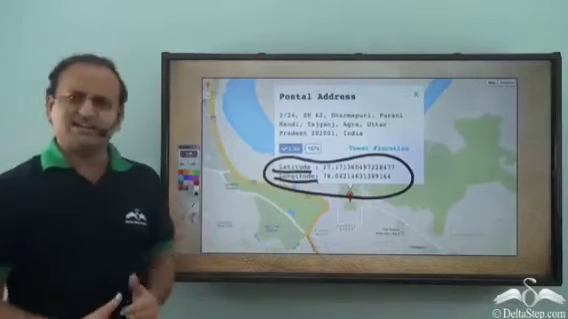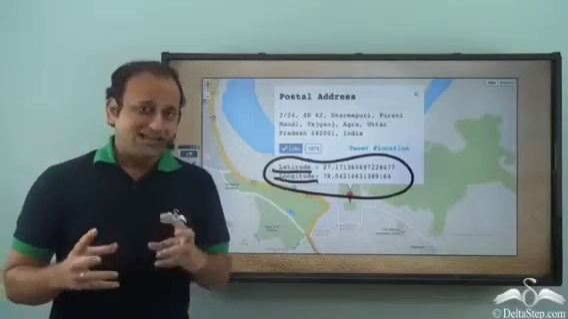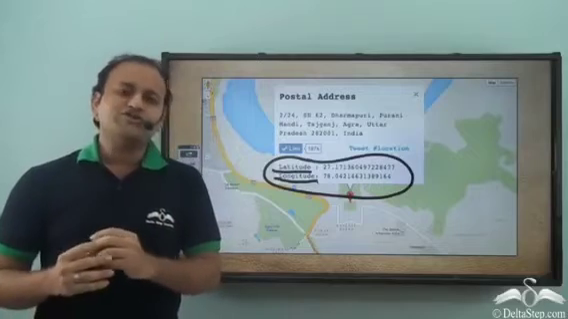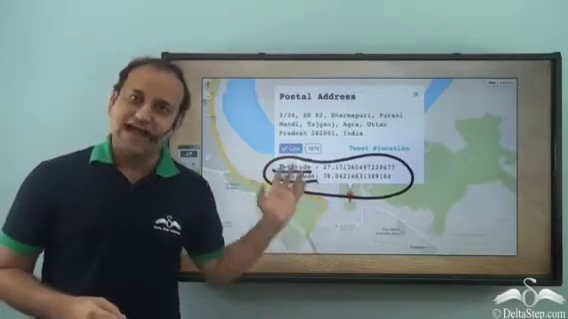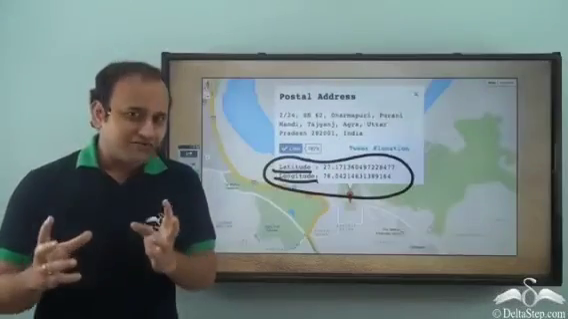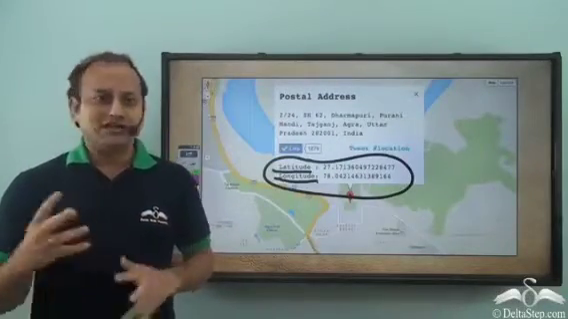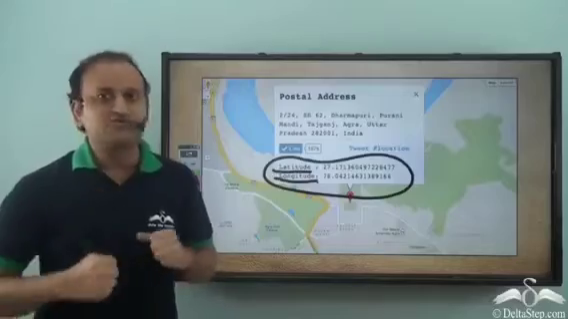Now, what are these latitudes and longitudes? Well, these are very unique numbers which are stored for every place on Earth. And because of these latitudes and longitudes, Google Maps is able to pull the right location of a place. So let's see what these latitudes and longitudes are.